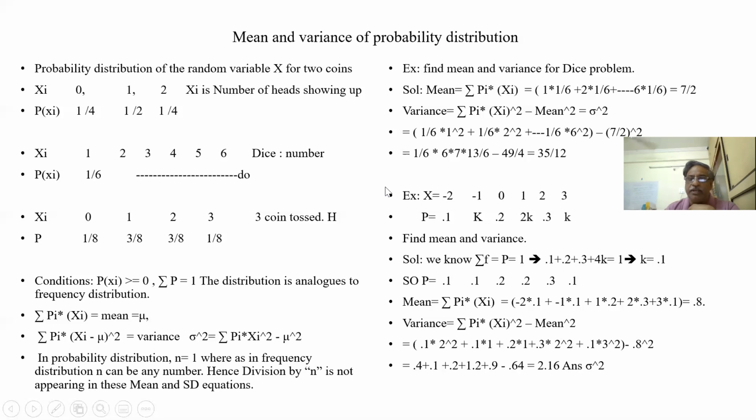So for a given data in a probability distribution, we can find out mean and variance. The only limitation here is sigma p is 1. If sigma p is not 1, then I have to divide by sigma p, and I will get some other figure. So in this particular probability distribution, we are getting sigma pi is 1. Okay.